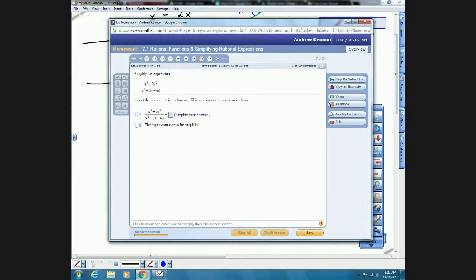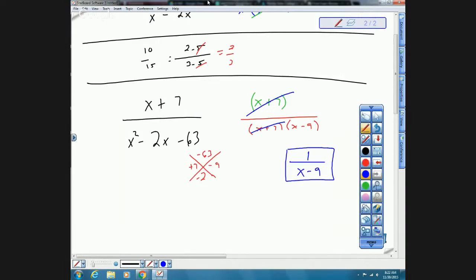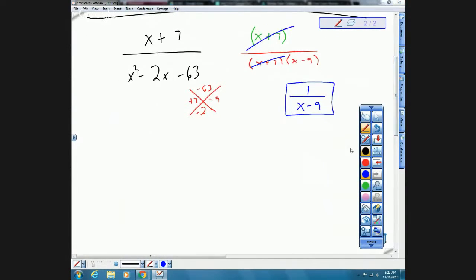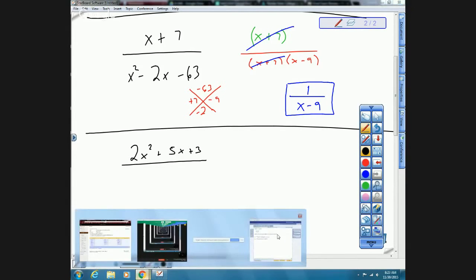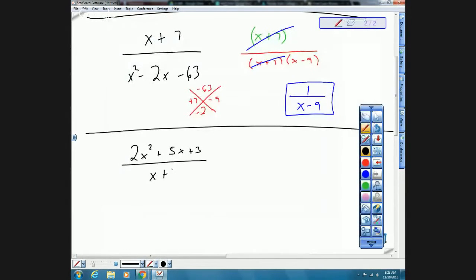Yeah, let's go fraction like that. 2x squared plus 5x plus 3. All right, so I'm going back over all the factoring so that we have it and can use it in the next section.